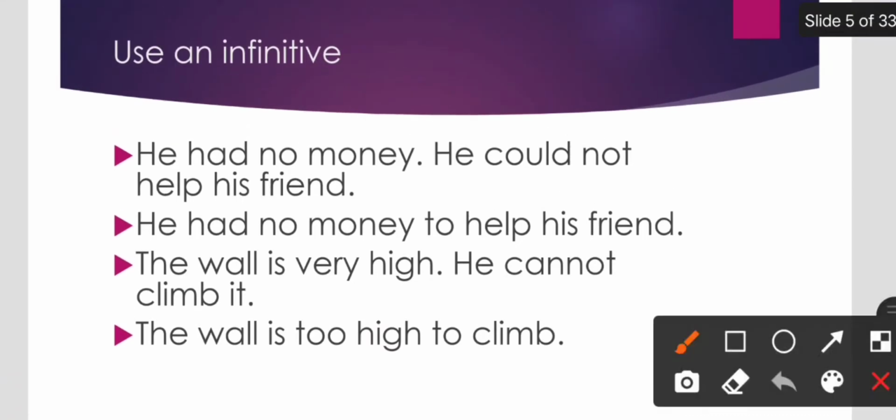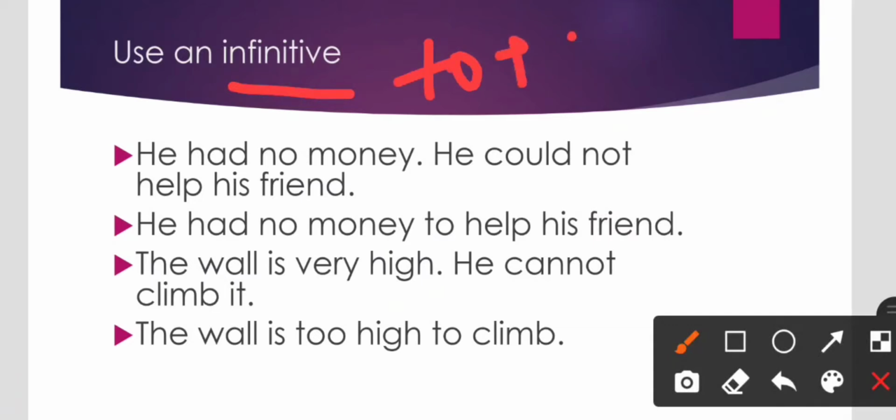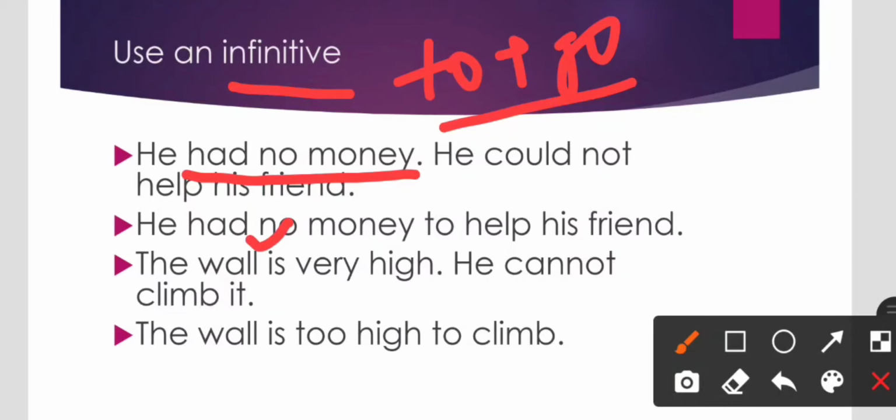Next way to frame a simple sentence is to use an infinitive. How to frame an infinitive? To plus first form, suppose to go, to read, to write. Okay. He had no money. He could not help his friend. He could not help his friend because he had no money. But we can't use because, we have to use an infinitive here. So he had no money. The first sentence will be written the same. In the second sentence, we will make a change. We will add an infinitive. Infinitive means to plus first form, that is the verb help, to help his friend. And we will remove this he could not. Okay. He had no money to help his friend. Okay. This is our simple sentence.